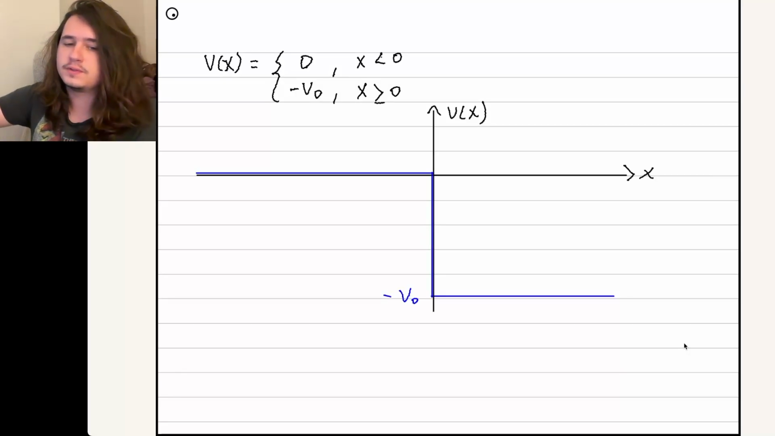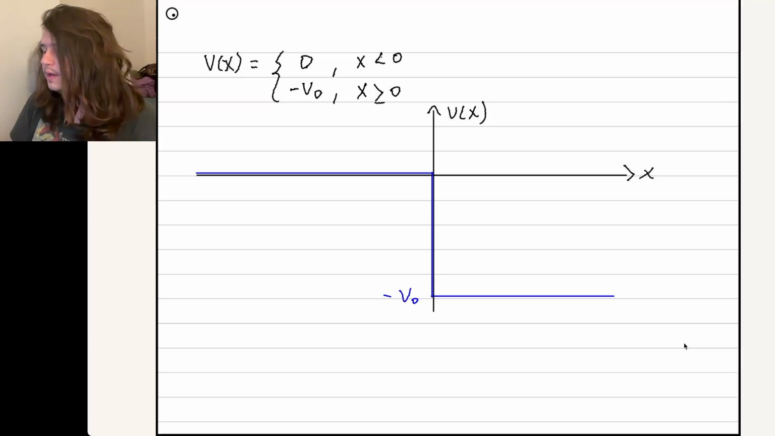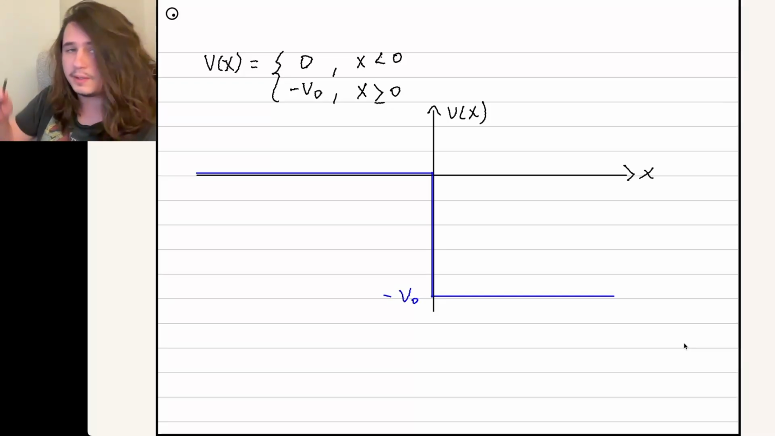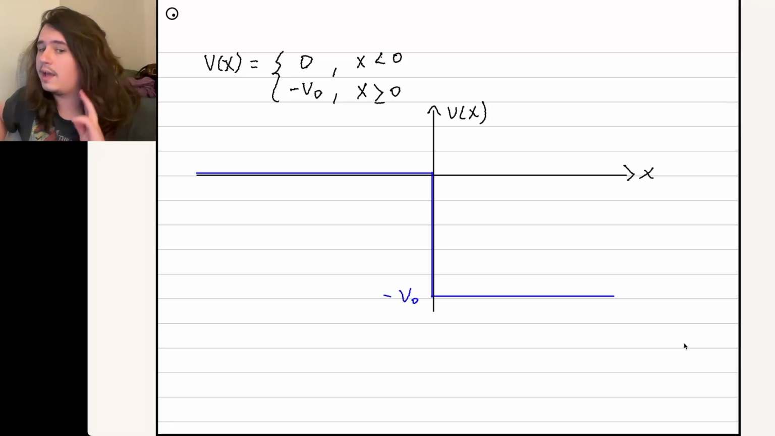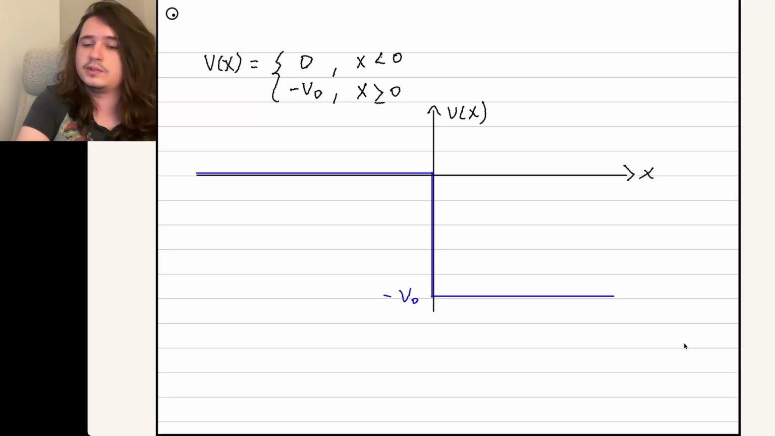Alright, silly people, here's the situation. We have the same potential that we worked through in the last problem, just reflected over the x-axis. So now instead of jumping up to a potential V naught, it's jumping down to a potential V naught. And we need to calculate a couple of reflection and transmission coefficients for a couple of different cases.